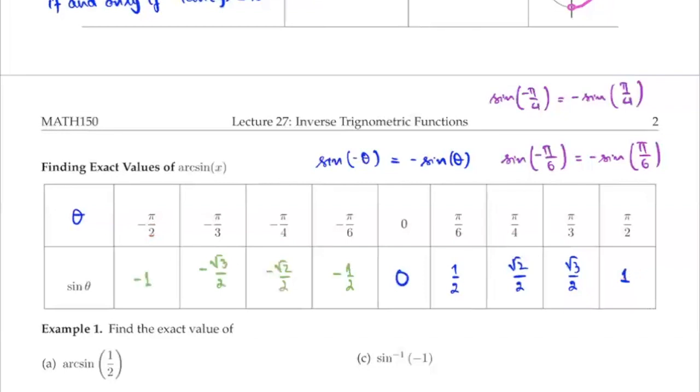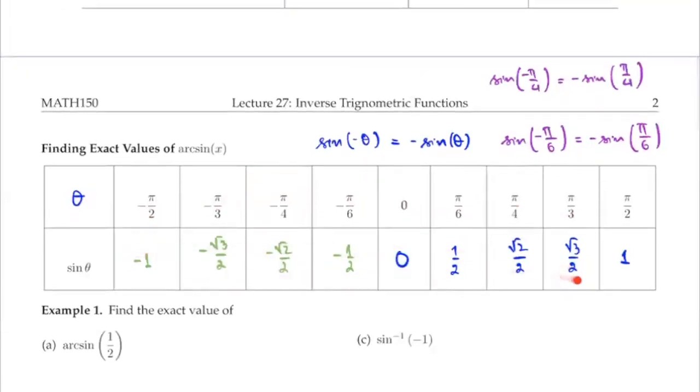So, okay. Let's say you are given some special angle here and asked to find sine of that angle, and now you know the value. What if I give you these values in green and in red, and I ask you to look for the value of theta such that sine of theta is equal to these values? That's the question for us to find the exact value of the inverse functions.